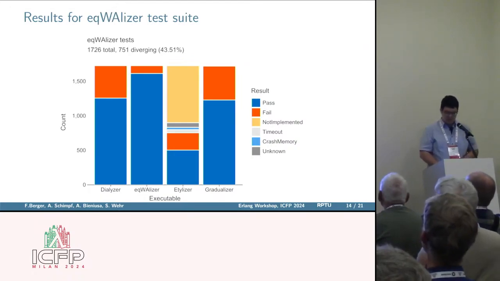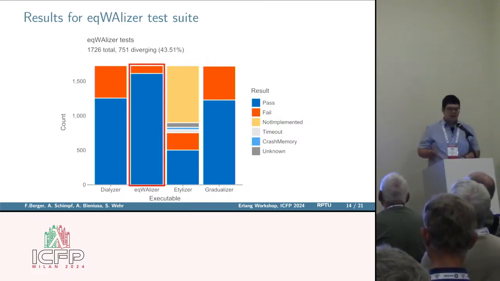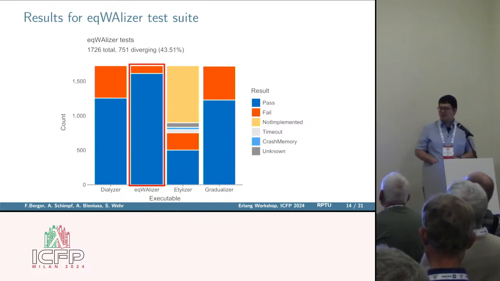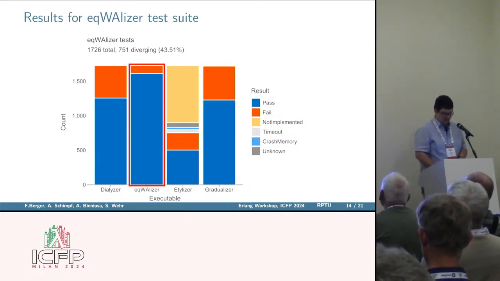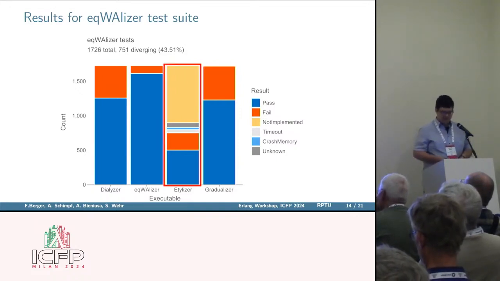We confirm our observation from the previous slide. eqWAlizer is also the best on its own test suite. It does have some fails, unlike Dialyzer, but still very little. And Etylizer has again little hard fails, but a large chunk of not implemented errors.